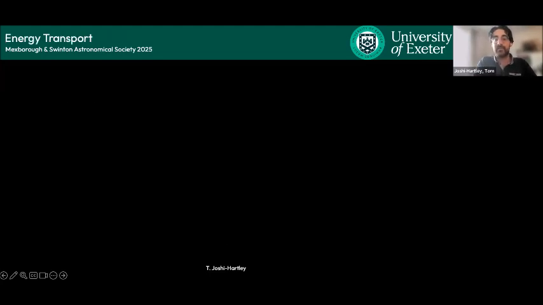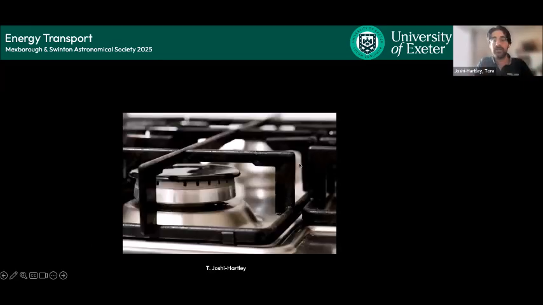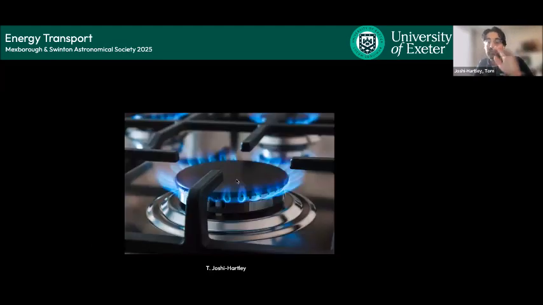So let's talk about the three methods of heat transport. Imagine you've got a gas hob, and you're trying to boil some water for pasta. First thing is you light the hob, and if you hold your hand above that, you can feel some heat coming off of your gas fire. So some of that heat is going to be carried by electromagnetic radiation. So you can see the fire.